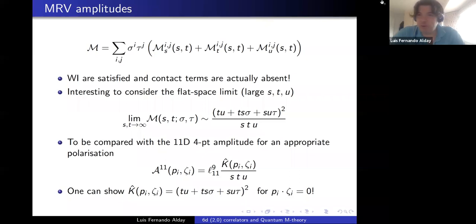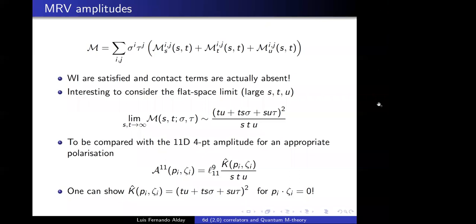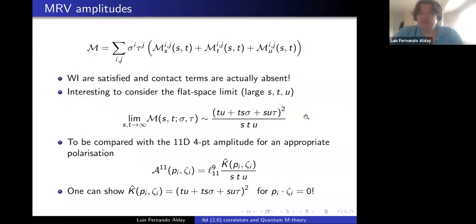Does that answer the question? Yes, it answers. So the terms that are not fixed disappear in the flat space limit. That's correct. They are complicated, but they have 1 over S, 1 over T, and U corrections within the limit. That's absolutely correct. Yes. Okay, thank you. You're welcome. Good. So this is basically the story I wanted to say at tree level.